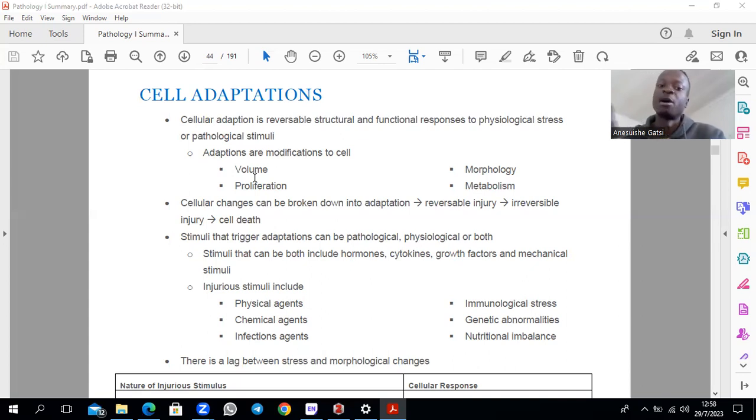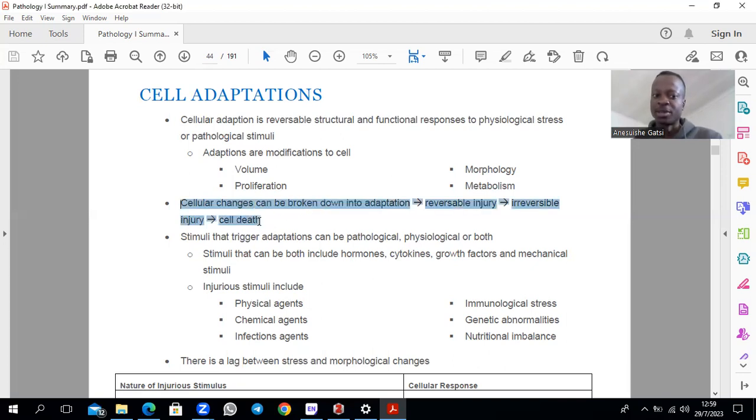You can have a change in the morphological appearance of a cell. You are now thinking about things like metaplasia and the likes. You can have an increase in cell number, hyperplasia. You can have an increase in cell size and increased cell demands in metabolism, hypertrophy. Right? So all these are modifications that we are going to talk about, going to form the basis or the core of cell adaptations.